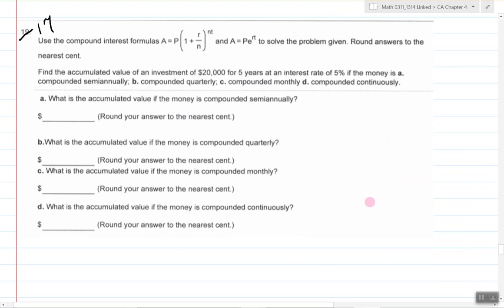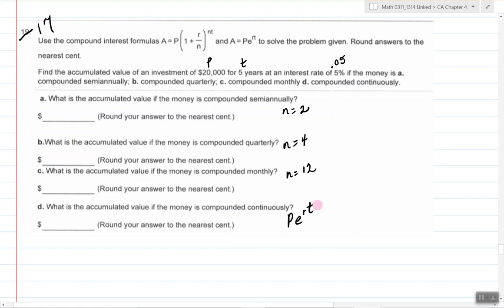Let's see. I have my 2 compounding formulas. I need the accumulated value of an investment. That's my present value, or my principal is 20,000. My time is 5 years. My interest rate is 0.05. And semi-annually, n is 2. Quarterly, n is 4. Monthly, n is 12. And this is a whole different formula, P times e to the RT power.